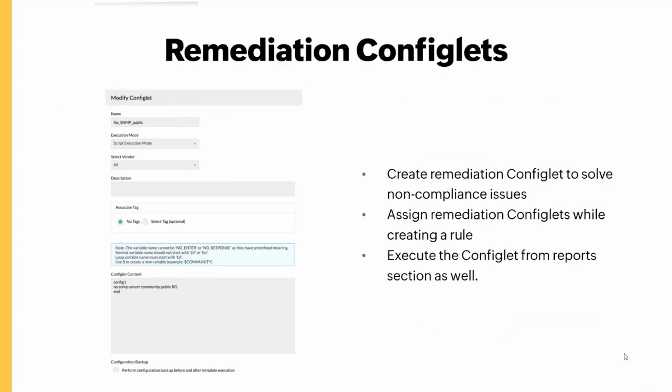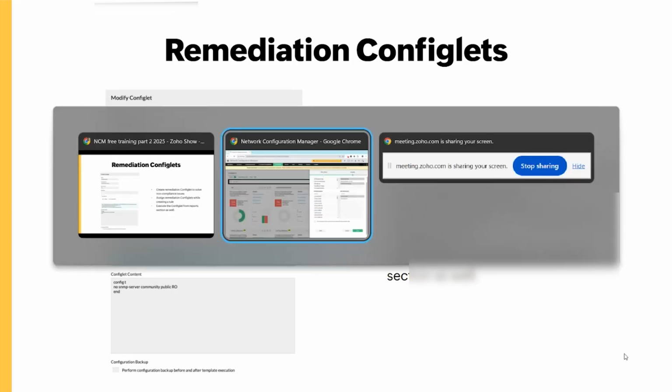Okay, so moving on to the next topic, which is the remediation configlets. You can create remediation configlets to resolve any non-compliance issues. These remediation configlets can be assigned while creating a rule itself. If a rule is violated, you can simply choose to remediate the specific rule violation immediately using the NCM. Let me show you this in the UI.